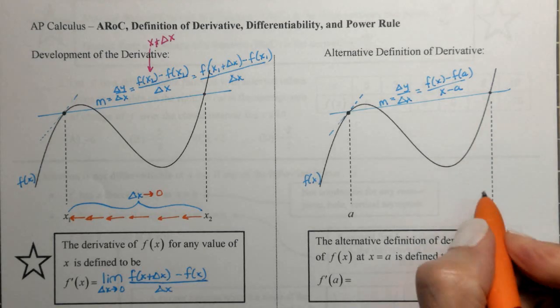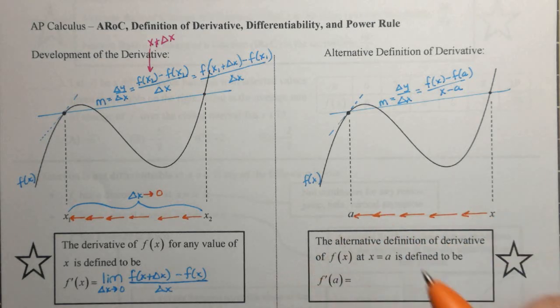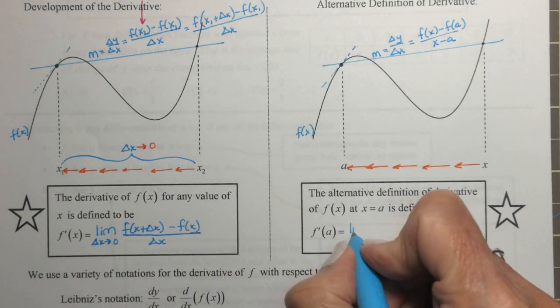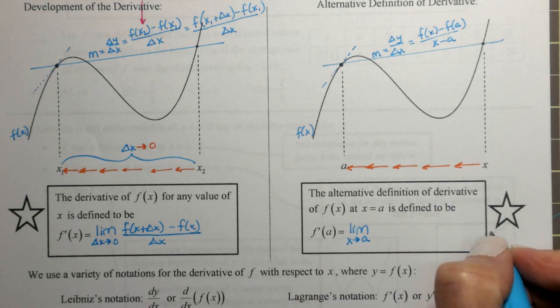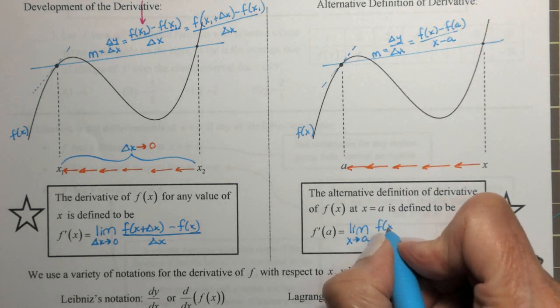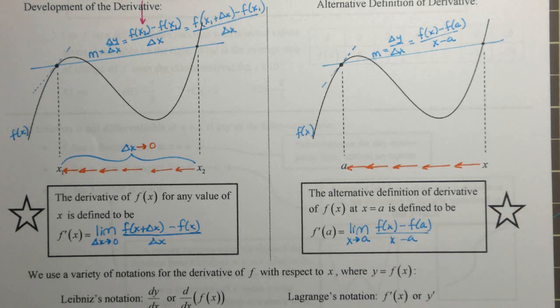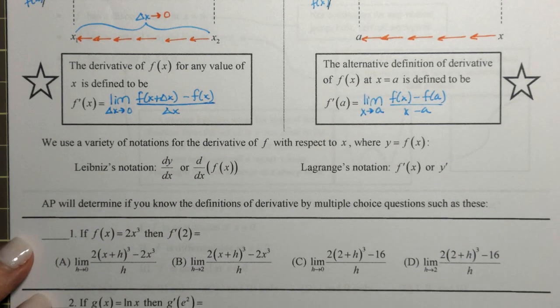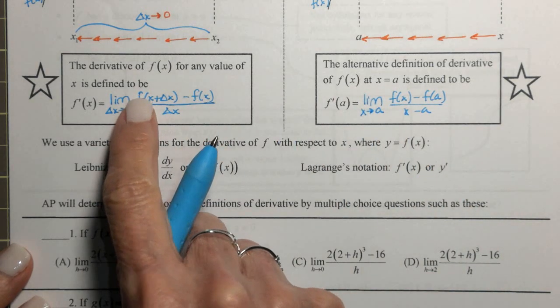And now once again, I'm going to let this value get closer and closer, infinitesimally close to a. That means we're getting a limit here. We have the limit as x approaches a of the slope, so f of x minus f of a all over x minus a. That is your alternative definition of derivative. It is only valid at a single value of x. This one is good for any value of x.